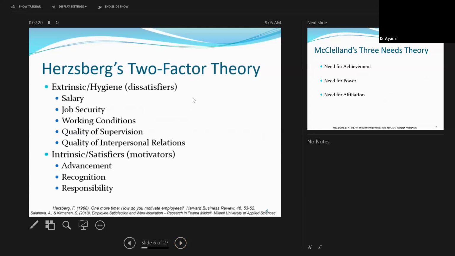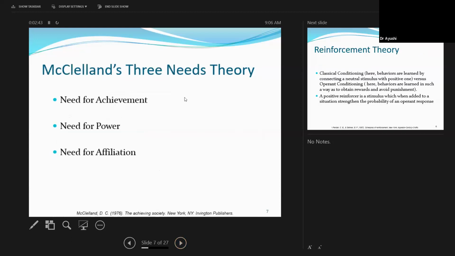Then comes Herzberg's two-factor theory. It has the extrinsic, also known as the hygiene factors, which include salary, job security, working conditions, quality of supervision, and quality of interpersonal relationships. Then there is the intrinsic or satisfier factors, which include advancement, recognition, and responsibility. McClelland's three needs theory includes need for achievement, need for power, and need for affiliation.